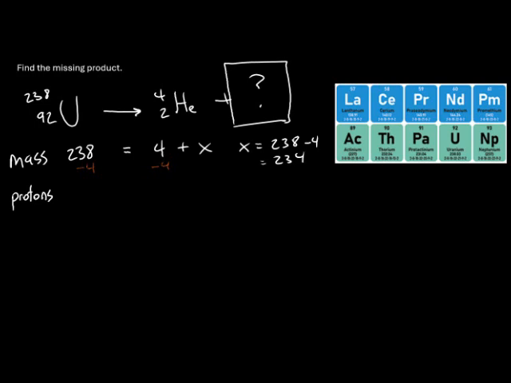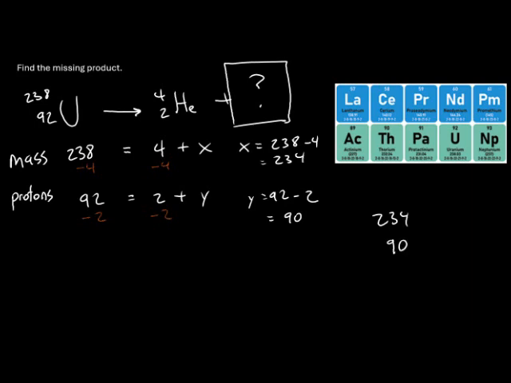We'll do the same thing with the protons. On the left, our protons, the lower number, is 92. We'll set that equal to 2, which is our protons for helium, plus our unknown number of protons, which I'll call y. We can subtract 2 from both sides to solve for y. Therefore, our y is 92 minus 2, or 90. Therefore, our missing product will have a mass of 234 and a number of protons of 90.